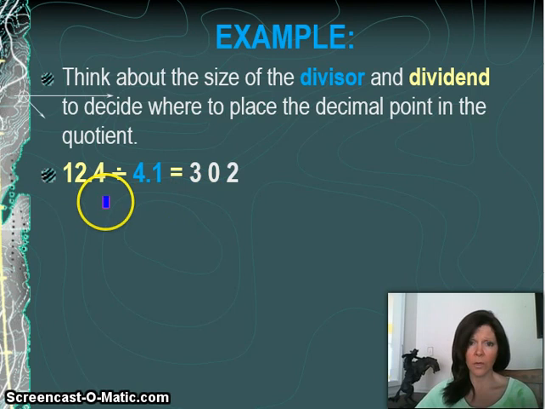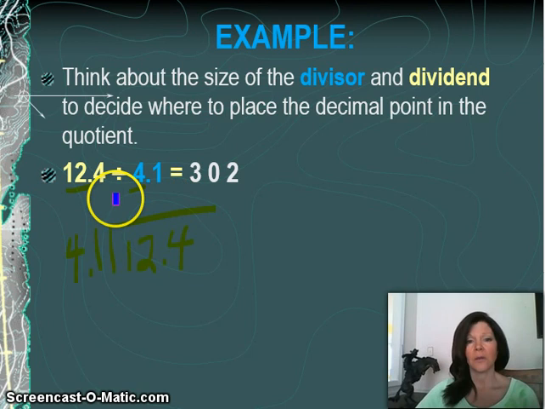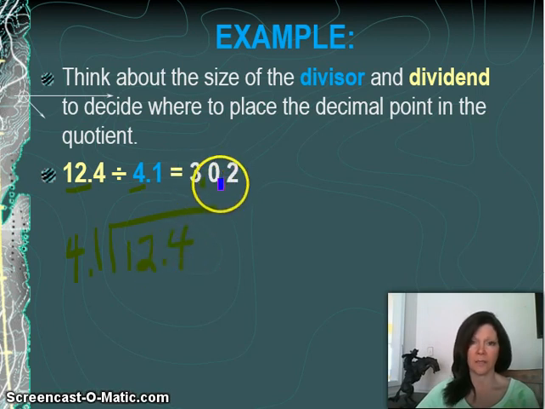If your divisor is 4 1/10, your dividend is on the inside. You don't really have to do this to solve it. I'm just showing you how to do it. This 12 4/10 is close to 12. 4 1/10 is just close to 4. When you think about that, 12 divided by 4 is simply 3. So your answer, the decimal point, would go in between the 3 and the 0. So you can use what you know about number sense to do this.